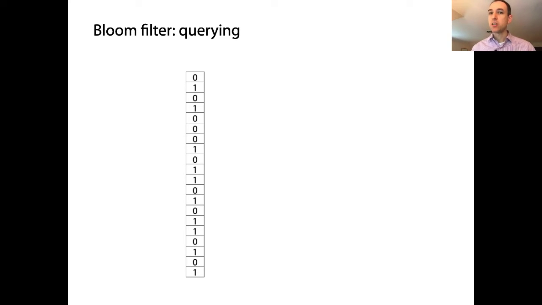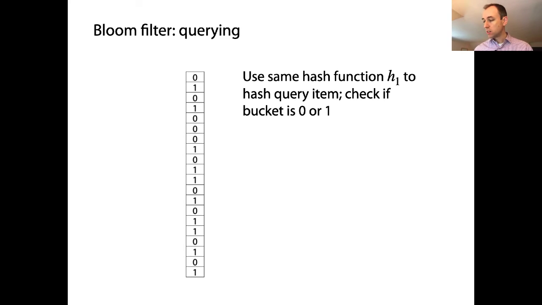Well, just like with the hash table, we are going to use the same hash function that we used to insert the items. We use that hash function to hash the query item, and then we check to see if that bucket is set to 0 or 1. So for example, let's say we are querying using our familiar h1 hash function, and the item we're querying is called y, and the hash function sends me here, where there's a 0.